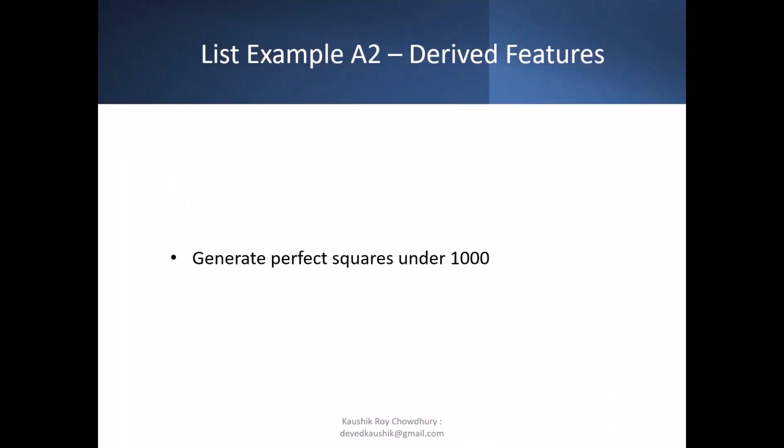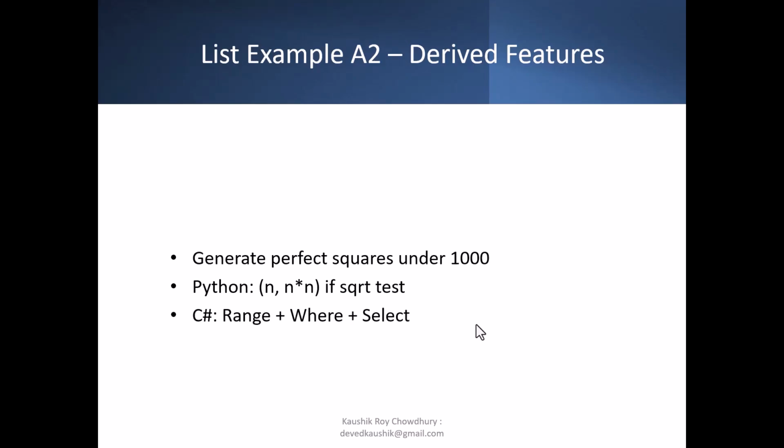Next, in this example, which is list example A2, derived features, we'll generate perfect squares under 1000. For Python, it is n and n square if square root test. And in C#, it will be range plus where plus select. We'll now switch over to Visual Studio Code and see these examples and explain. Just understand how it generates the perfect squares under 1000.